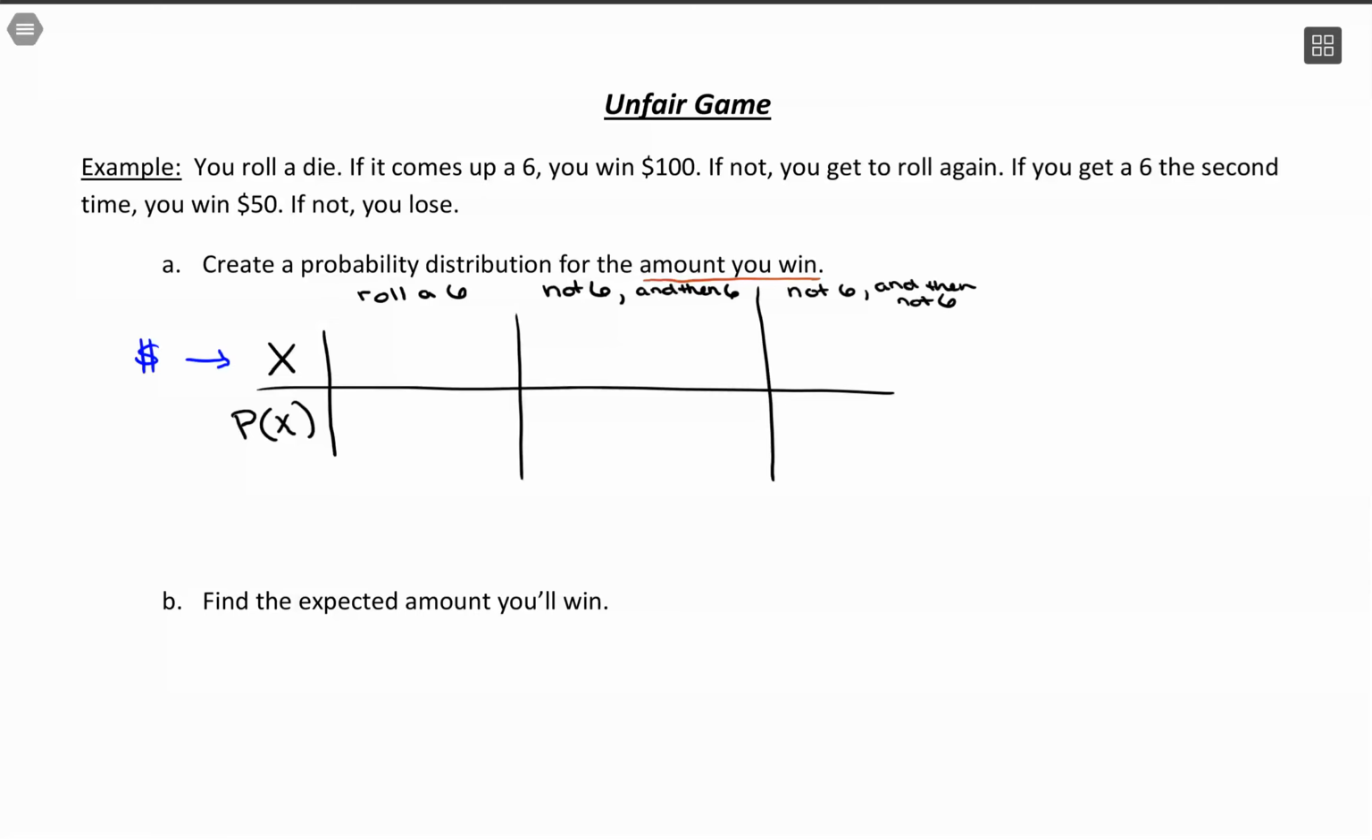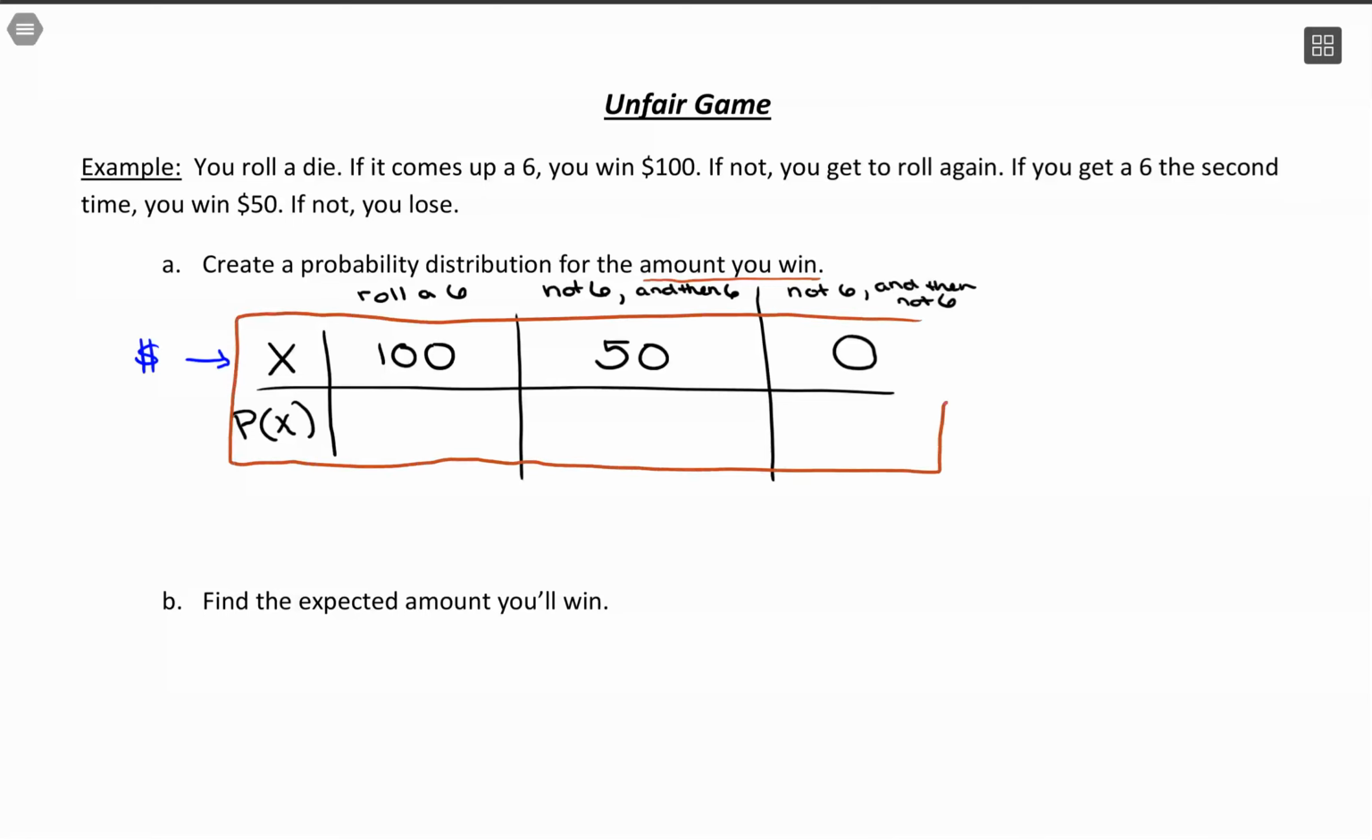If we roll a 6 on the first roll, we get $100. So that would be the amount that we'd win. If not, we get to roll a second time. So if you get a 6 on the second time, you win $50. And then our last case is that we lose, which means we win $0. Now what we're going to do here is figure out the probabilities. In fact, let me just emphasize, here's our actual probability distribution table. I just have work going on outside of that.